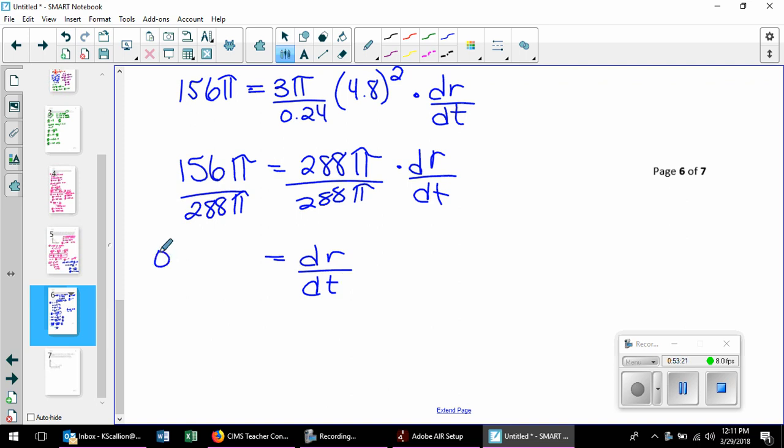Brilliant. 0.54. What's my rate? What's my unit to measure on my rate? Centimeters per second. I guess that would be a pretty fast growing thing. Every second, it's like growing half a centimeter. You could actually watch it growing.